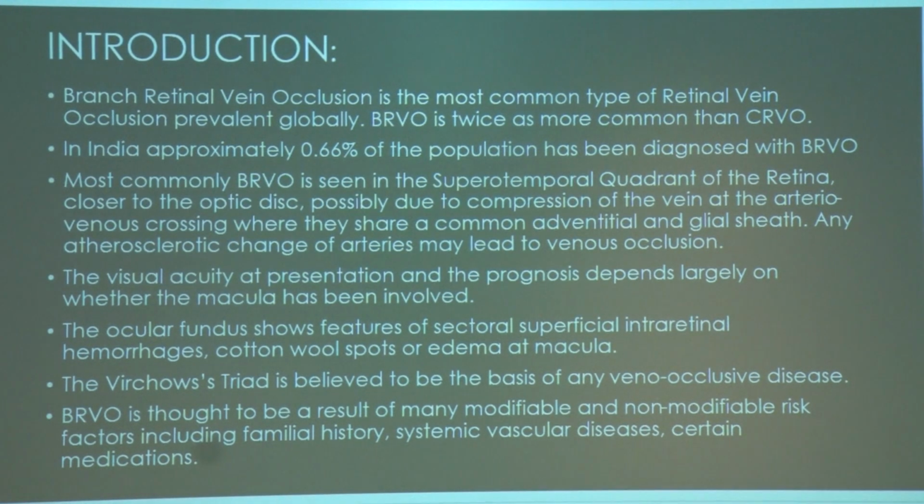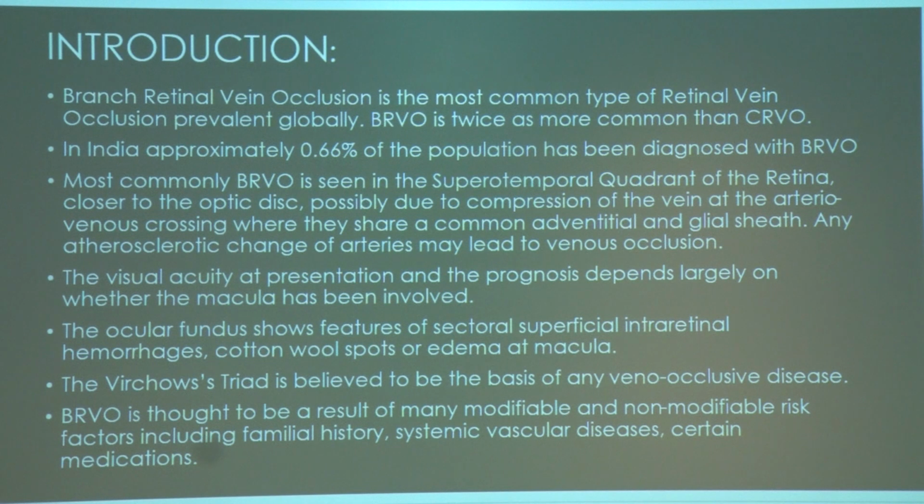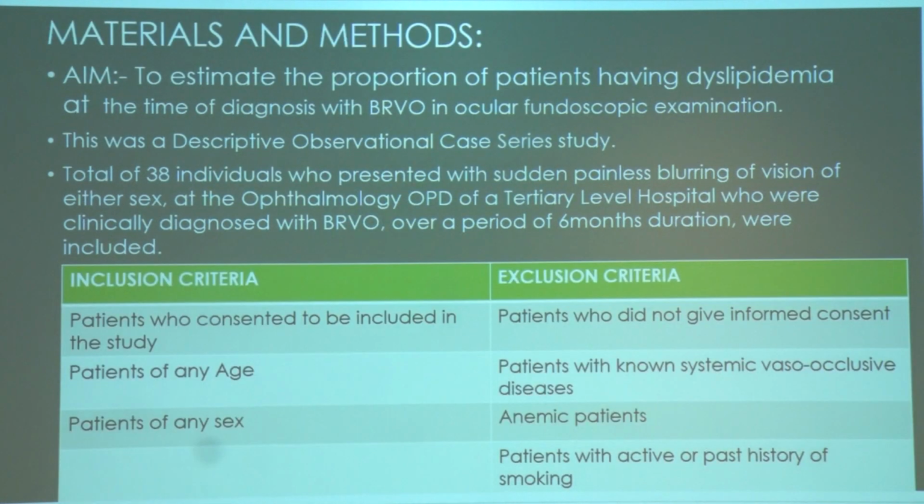The visual acuity at presentation and prognosis usually depend upon whether the macula has been involved or not, and the ocular fundus picture can range from any type of intraretinal hemorrhages, soft cotton wool spots, or macular edema. The Virchow triad is also believed to play a major role in the pathogenesis.